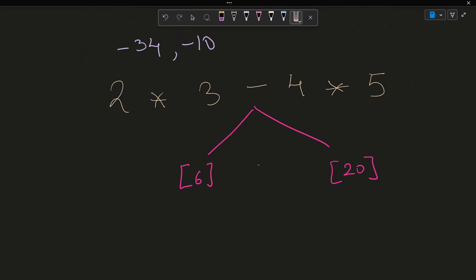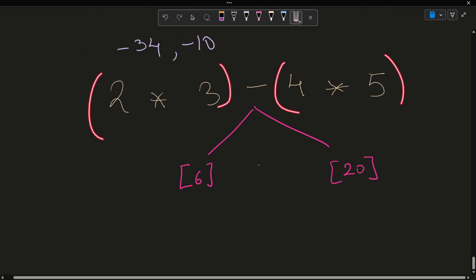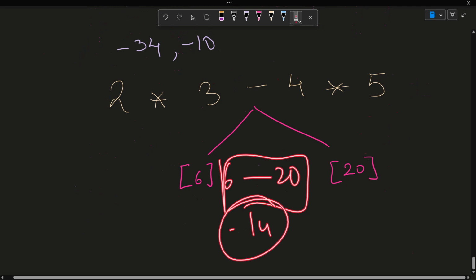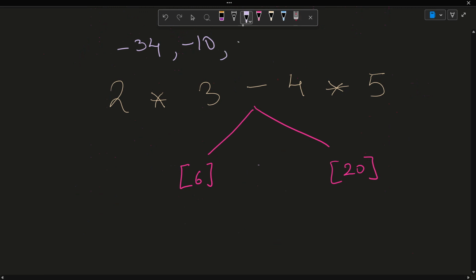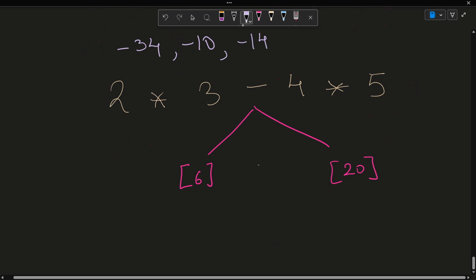And if we are breaking like this, the left side is 6, right side is 20. So what you could get is 6 minus 20, which is what? Minus 14. And since this is minus 14, we have one more possible solution as minus 14. And now I can actually remove this. Now the next part we have done.